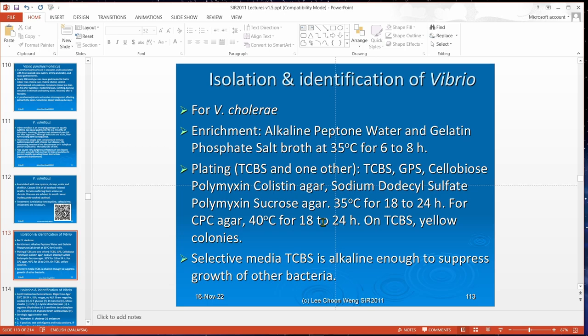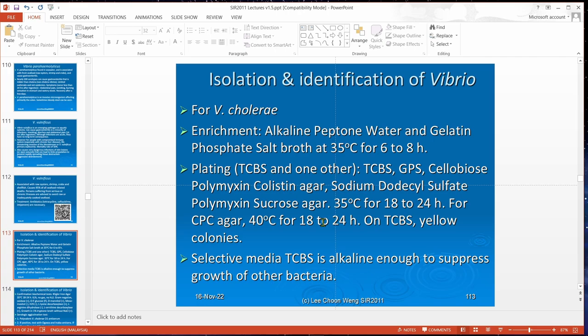Thiosulfate citrate bile salt sucrose agar. So this agar contains sucrose. Sucrose will differentiate cholera from parahemolyticus. Parahemolyticus is negative for sucrose fermentation, but cholera is positive. So on TCBS, Vibrio cholera will be yellowish, Vibrio parahemolyticus will be greenish. So TCBS allows you to differentiate those Vibrio that can ferment sucrose and those that cannot.